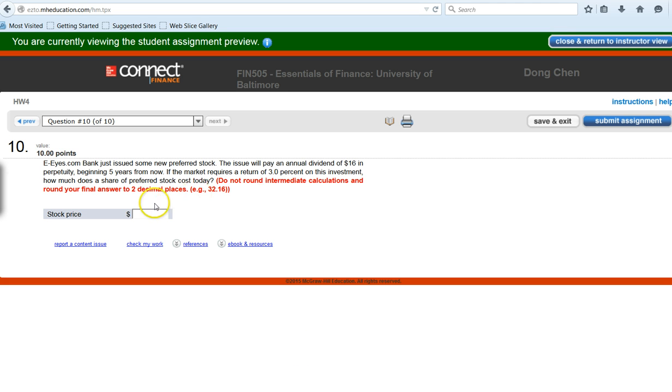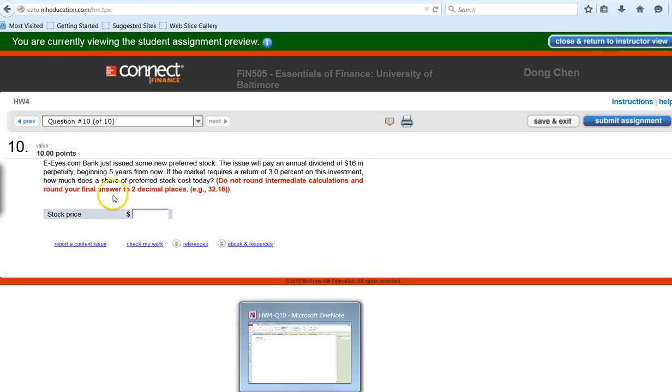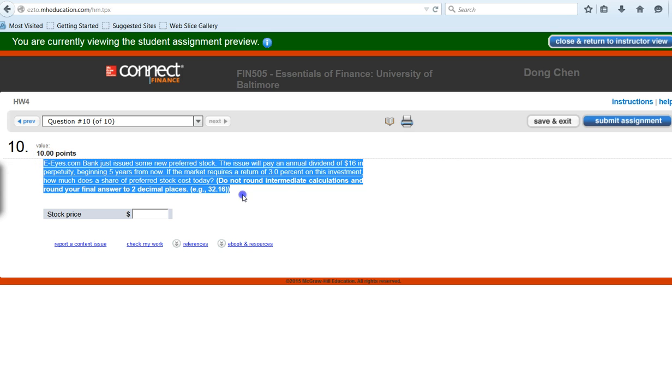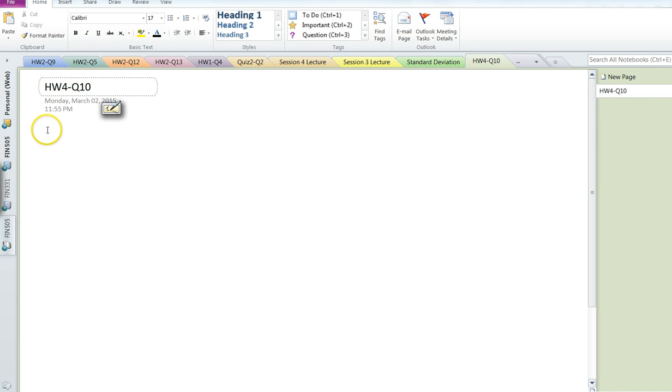So again, to use the formula for the preferred stock, we know that preferred stock is a perpetuity. The present value of the perpetuity formula applies when the first payment starts from next year. But now the first payment starts from year 5. So how can we solve this type of question? Just to better show you how to do that, let me copy this question to my OneNote so I don't have to switch back and forth.